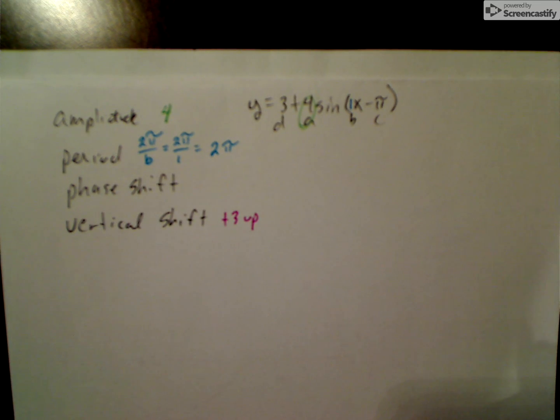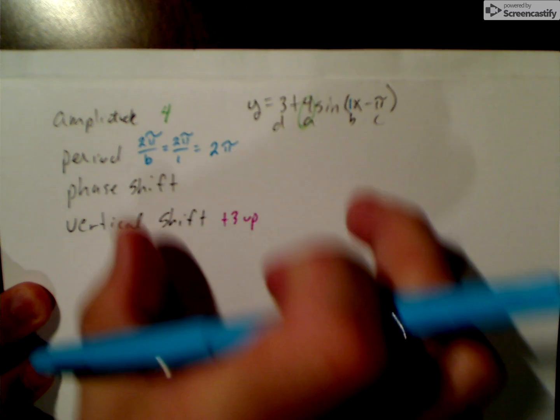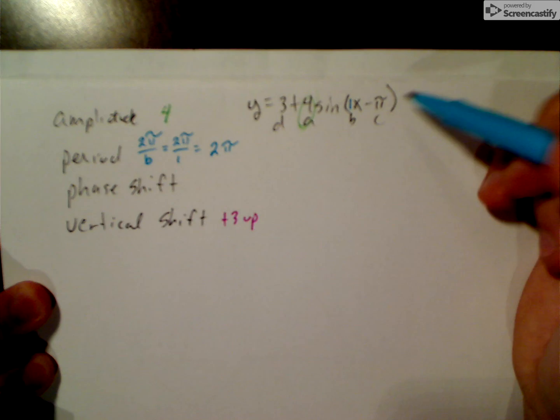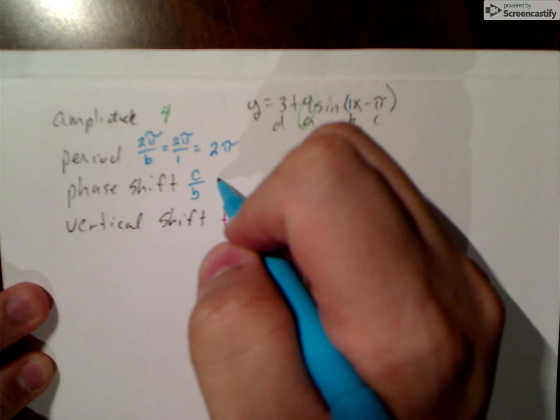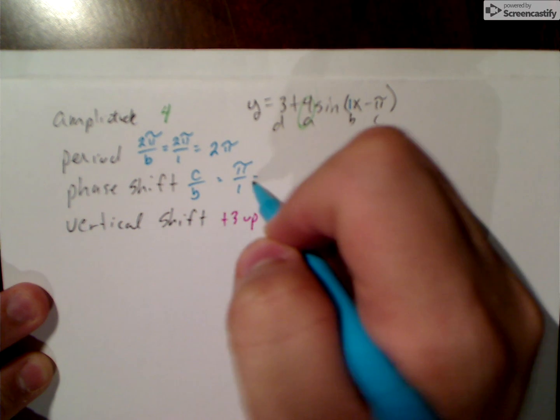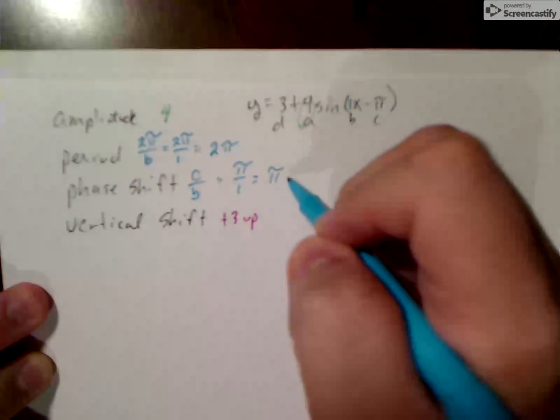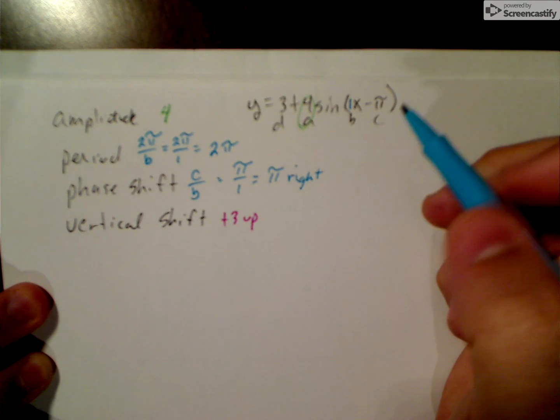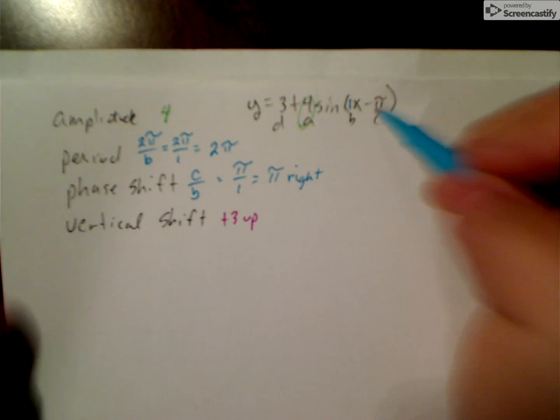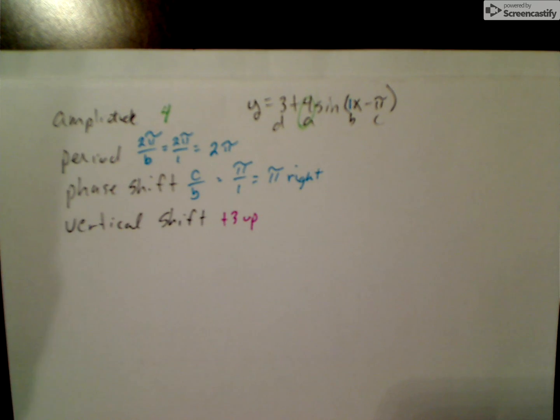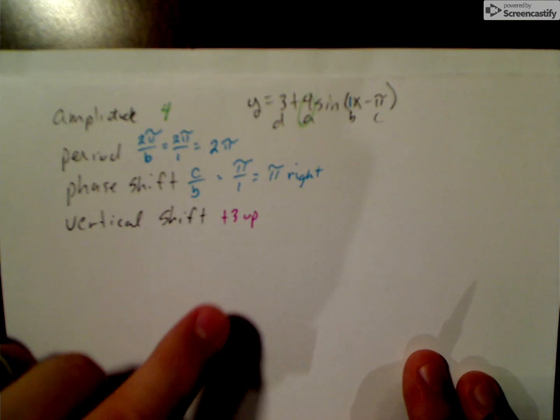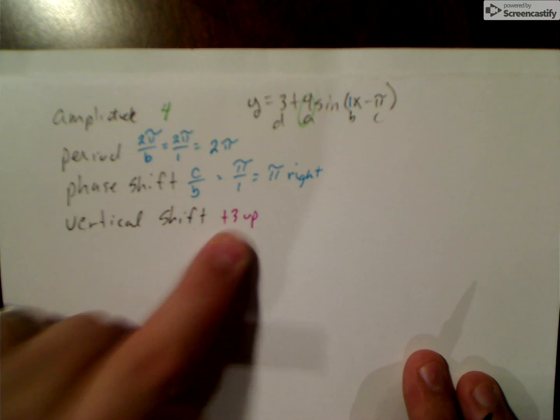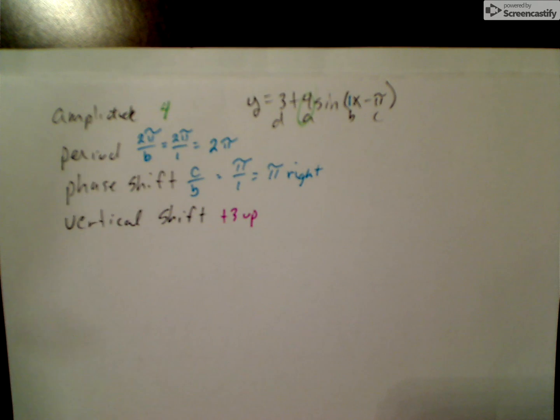The phase shift is based off of c. That basically means how much we're going to move it left or right. The formula for that is c divided by b. Since b is 1, we take c, which is pi, divided by 1, so our phase shift is pi right. The reason it's right is because it's a minus pi right here. That's the information you need: the amplitude is 4, the period is 2 pi, the phase shift is pi right, and the vertical shift is plus 3 up. So I'm going to extend this and graph it for you so you can see what it looks like.